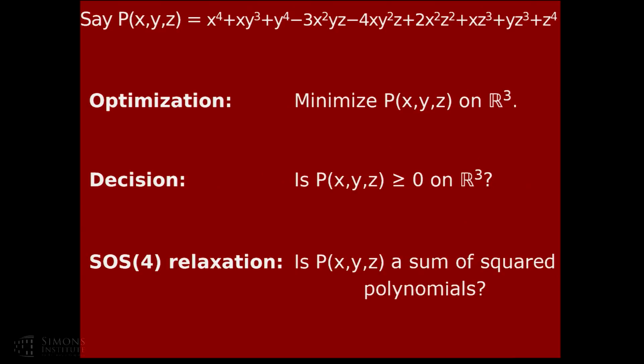The SOS relaxation: is this polynomial a sum of squared polynomials? Okay, that's a relaxation, of course, because on one hand, if it is a sum of squared polynomials, that means the polynomial is certainly non-negative on all of R^3. But the converse is not necessarily true. There are some non-negative polynomials that you cannot exactly write as a sum of squared polynomials. But remember, we're just trying to come up with some approximation algorithm. So this is the relaxation that SOS would have you do. And the reason you move to this relaxation is that hopefully you can solve this one, or decide this question, in polynomial time.